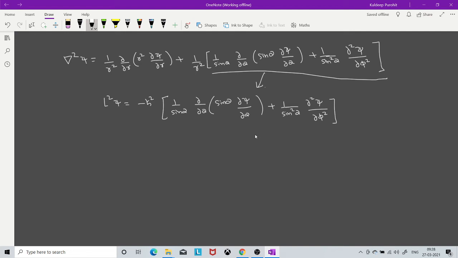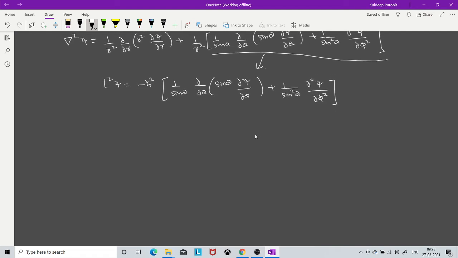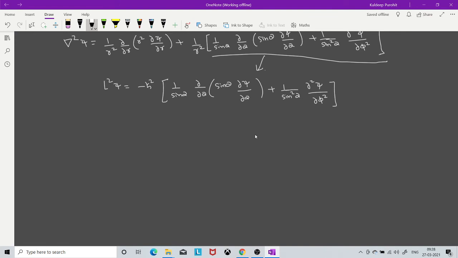So what I will do is I will write this entire term as L² by minus ħ². So ∇²ψ will now be written as 1 by r² ∂/∂r of r² ∂ψ/∂r, and instead of writing this term I will be writing minus L²ψ by r²ħ². Okay, so I have this thing with me.